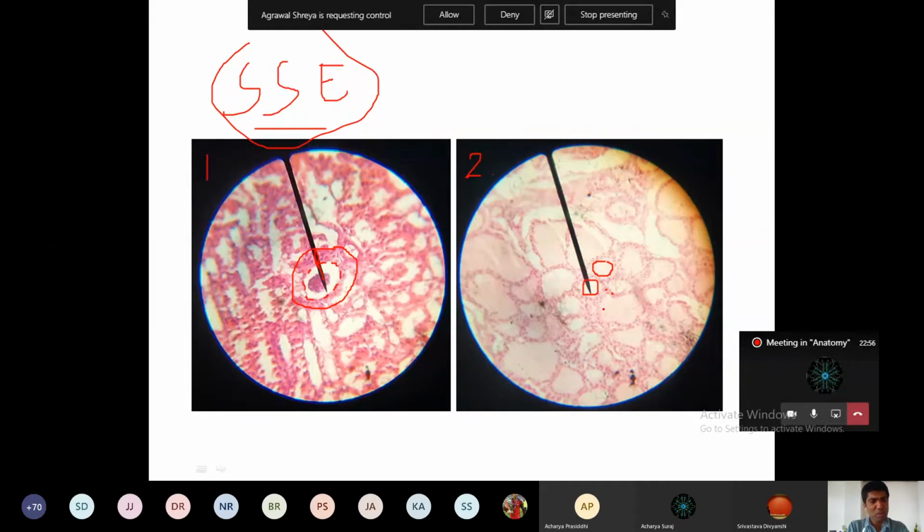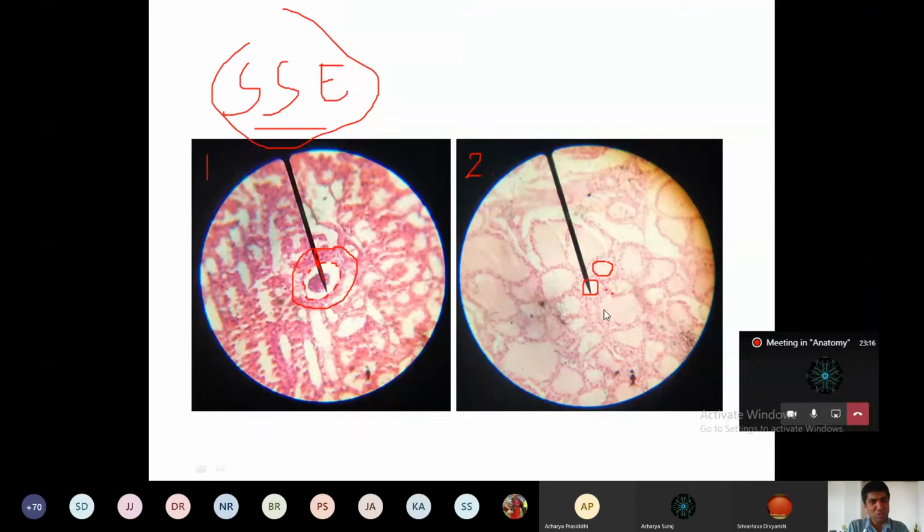Even if you want to correlate the function, you can quickly write it in one point. Okay, see, simple squamous epithelium most of the time, in some cases, is doing filtration. Here you can see it is doing the filtration in this kidney. And the simple squamous epithelium in the lung, the alveoli are also lined by the simple squamous epithelium. There it is doing the diffusion. So this type of functional part you can always correlate in a very brief point.